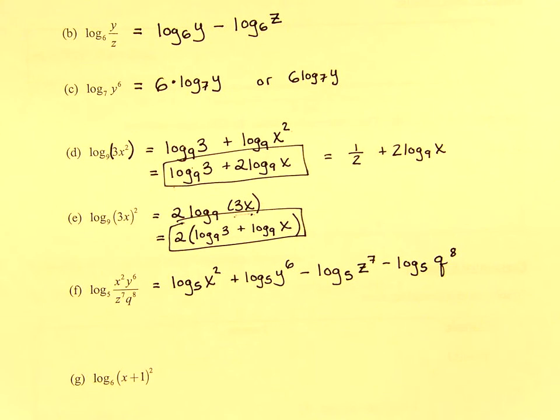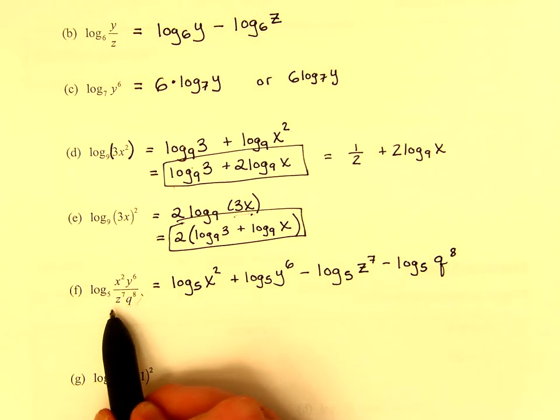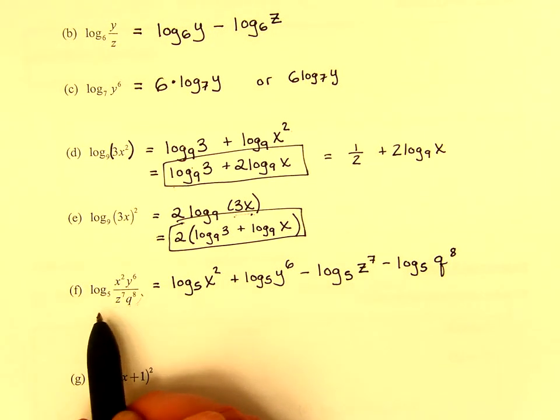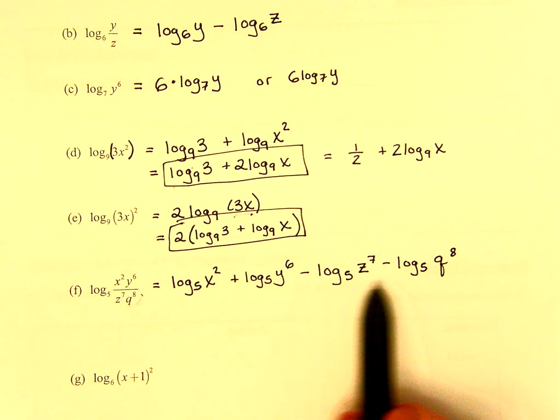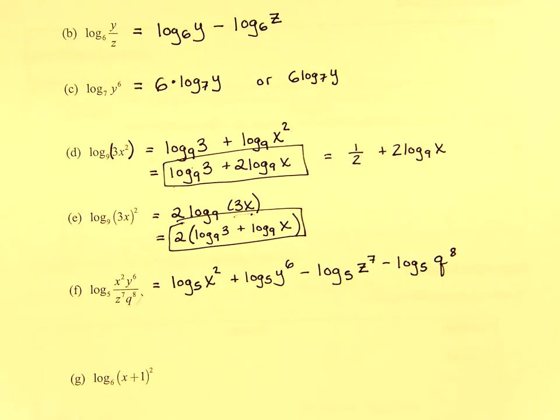I realize that this is a multiplication problem, but it's a multiplication problem in the denominator. The fact that it's in the denominator means both of these are going to be subtraction problems. Now, you go finish this off and take all those exponents and move them up front before each log.